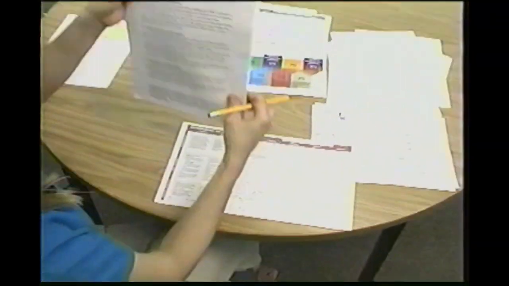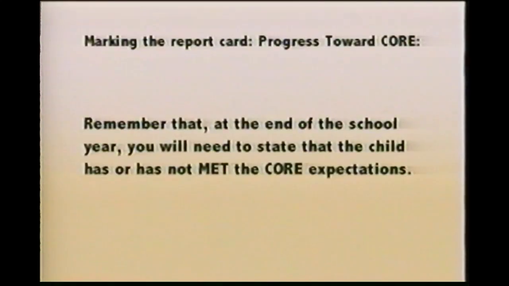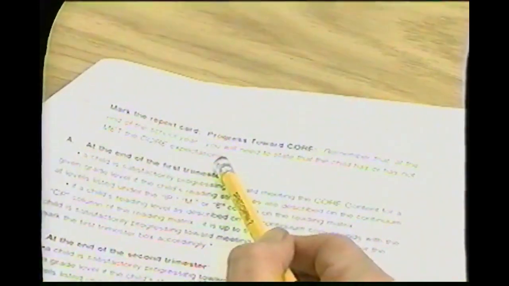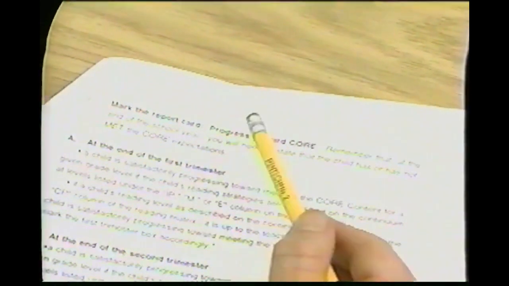The next step is marking the report card, progress toward the core. Remember that at the end of the school year, you will need to state that the child has or has not met the core expectations. So keep that in the back of your mind.